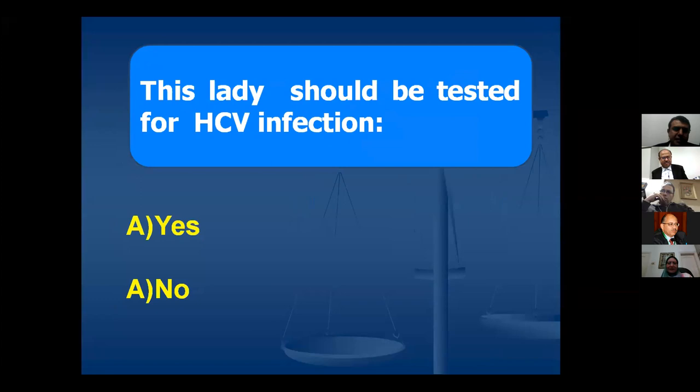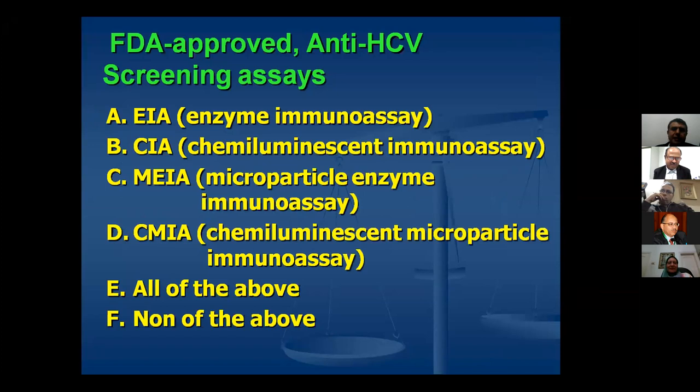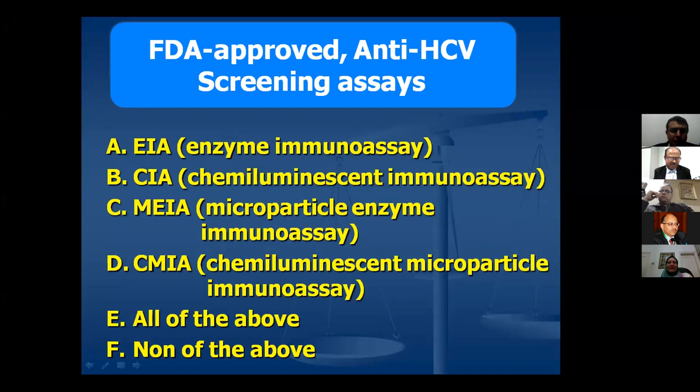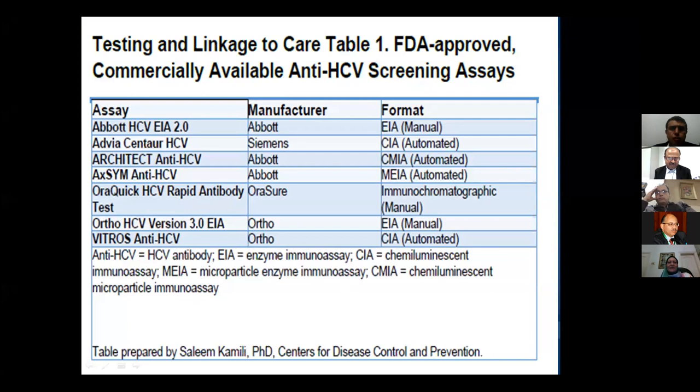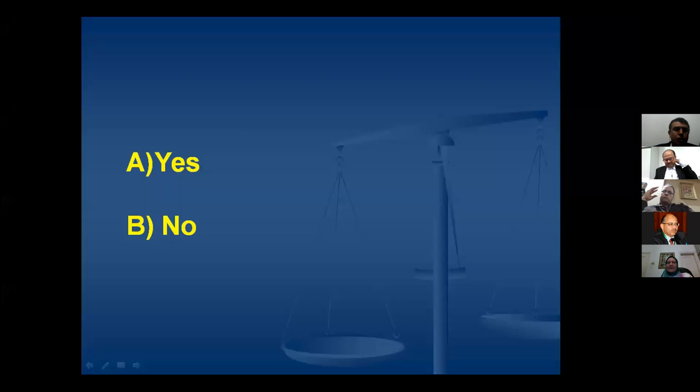What are the FDA-approved anti-hepatitis C virus screening assays? Enzyme immunoassay, chemiluminescent immunoassay, microparticle enzyme immunoassay, chemiluminescent microparticle immunoassay. All of the above, none of the above. What's your opinion? Okay, I will answer this question. All of the above is the right answer in this situation, because here in the testing and linkage to care table, all the FDA-approved commercially available anti-hepatitis C virus screening assays that I've mentioned are accepted. So all of the above is the right answer.